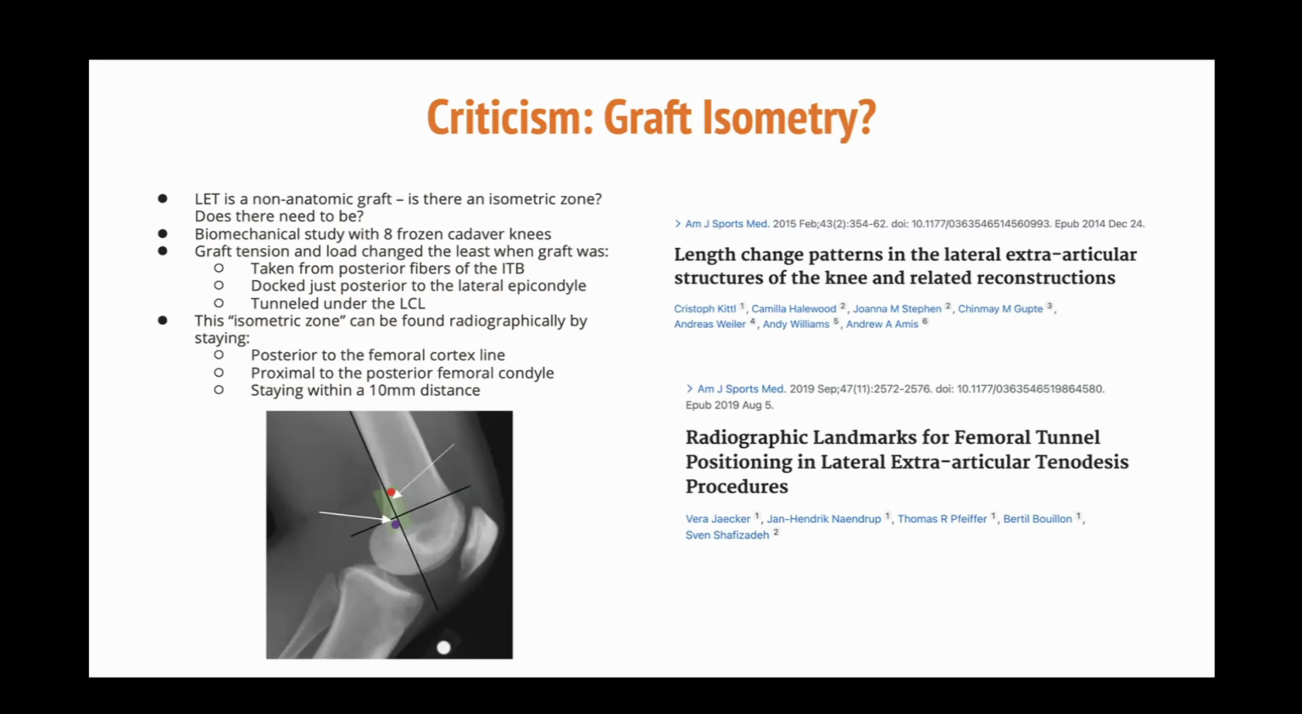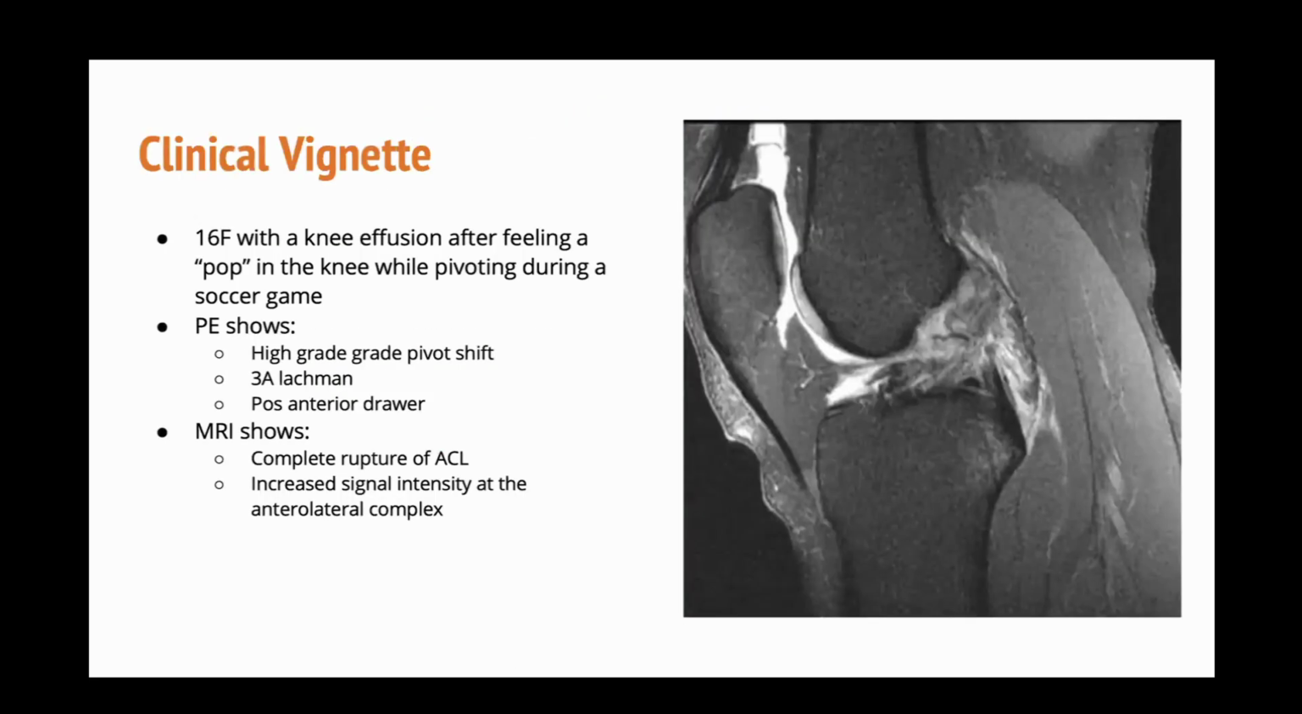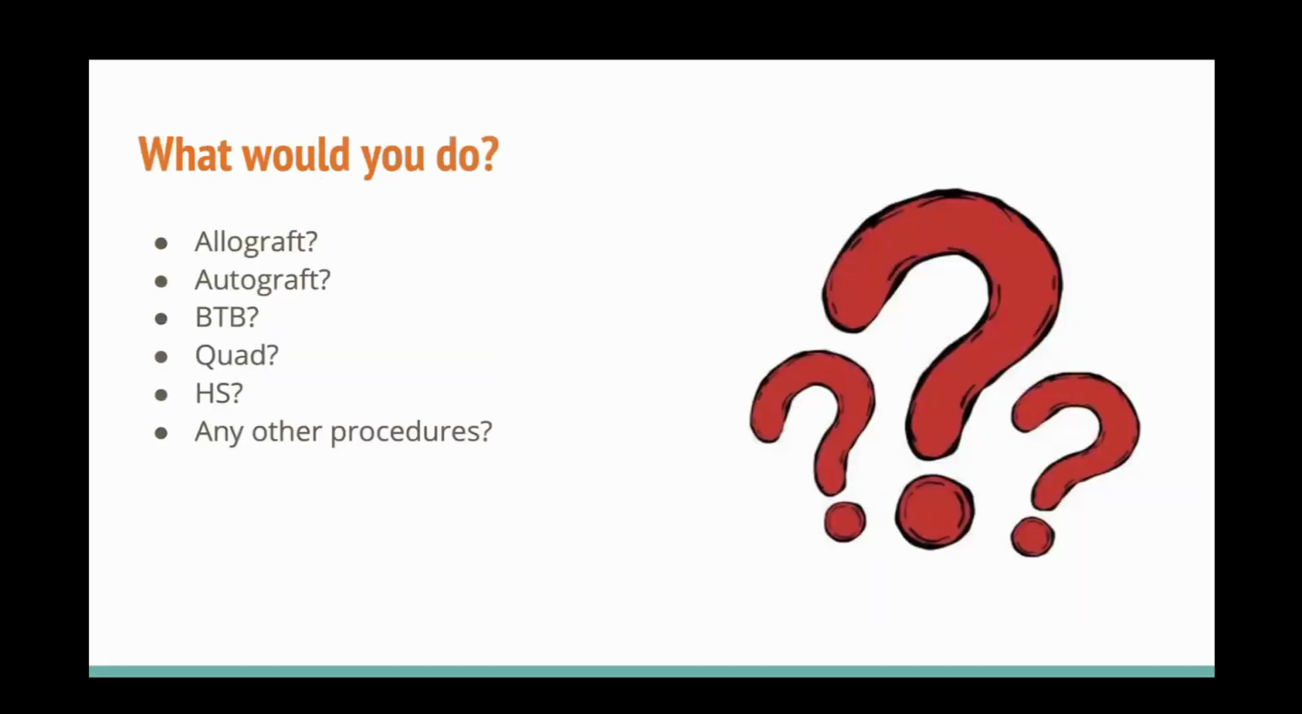But the idea here is that there's a lot of variability in how one surgeon may place the same graft. And for anyone with experience with this, it's very, very hard to find a good isometric point for that graft, in my limited experience. So we'll go back to our clinical vignette: young soccer player, non-contact injury, big pivot shift. What would you do?